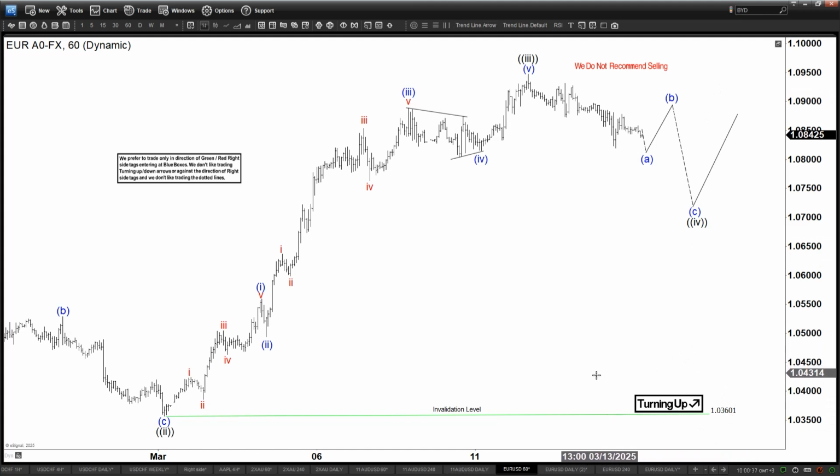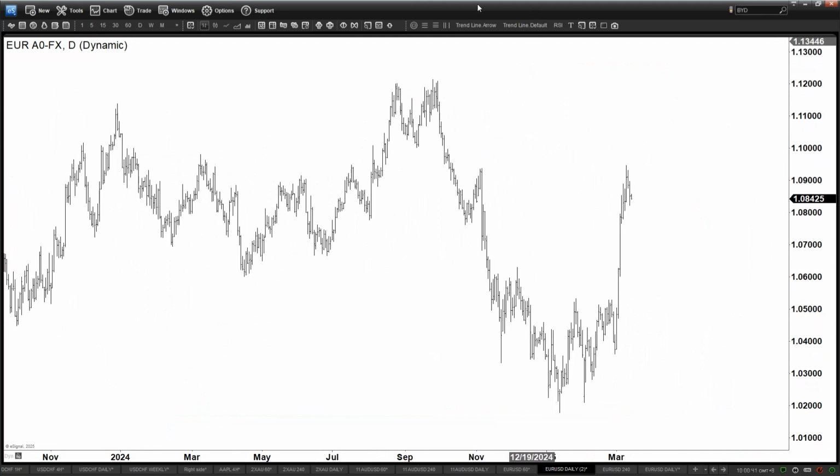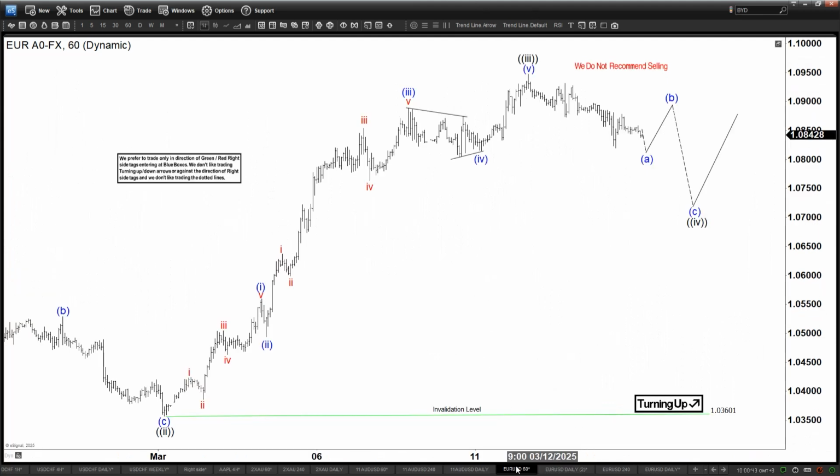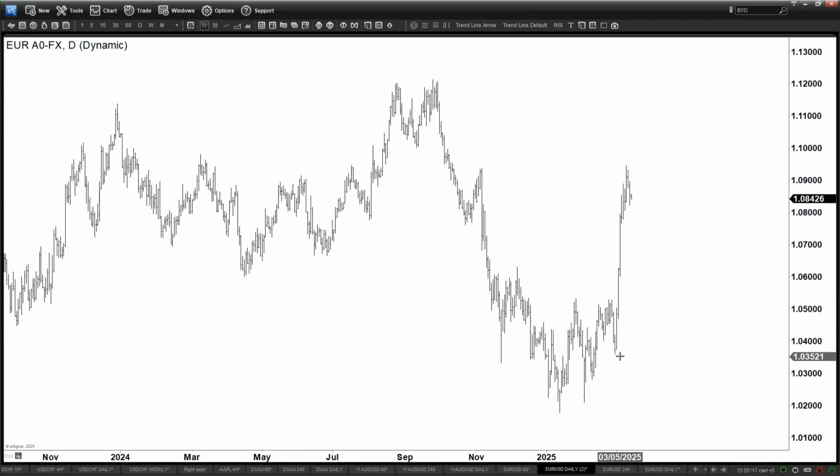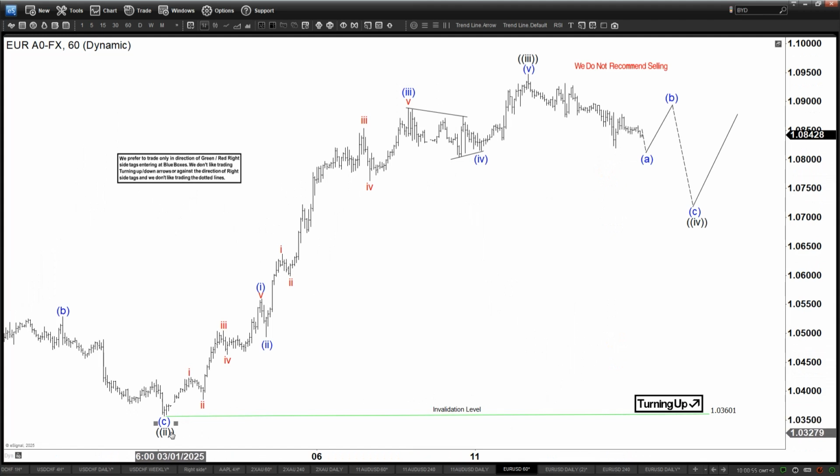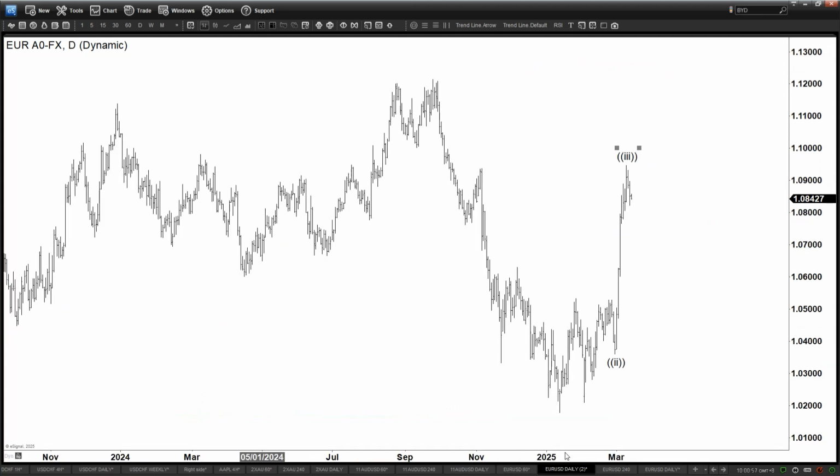If I zoom out to the daily time frame, you can see that if I copy this wave 2 and wave 3, it will be over here, right? That will be our wave 2 and wave 3 in the daily time frame. So we can complete the count a little bit and call it wave 1 here.